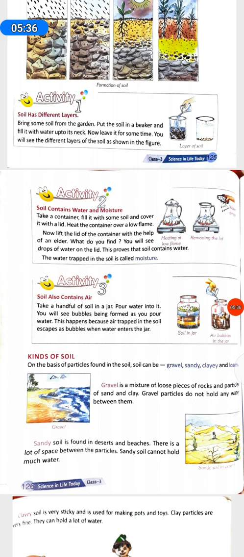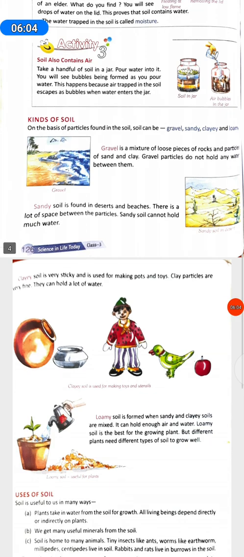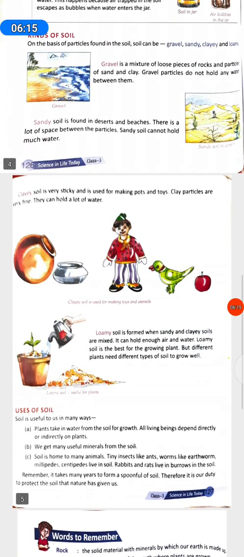Kinds of soil. On the basis of particles found in it, soil can be gravel, sandy, clay and loamy. Gravel is a mixture of loose pieces of rocks and particles of sand and clay. Gravel particles do not hold any water between them. Gravel. Sandy soil is found in deserts and beaches. There is a lot of space between the particles. Sandy soil cannot hold much water.